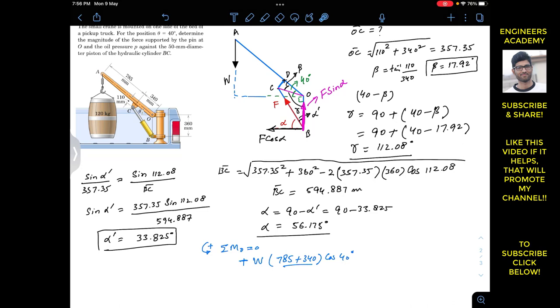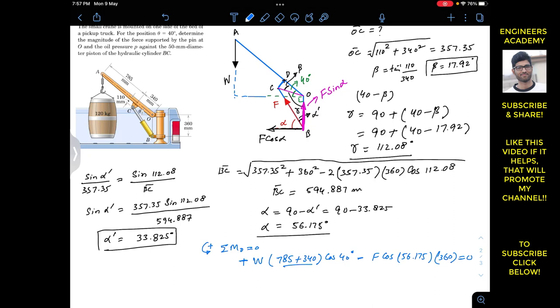Now similarly, this force is producing the clockwise moment, right? It will prevent the system from rotating in the counterclockwise direction. So it will oppose that moment. So it is producing the moment in the clockwise direction. So you write minus, and only the cos component is producing the moment, since this component is passing through that point O. So we will write F cos of alpha. Now we know alpha, which is 56.175, and the perpendicular distance of this cos component from that point O is this distance, which is BO, and BO is 360. So we will multiply this with 360, so this will be equal to 0.